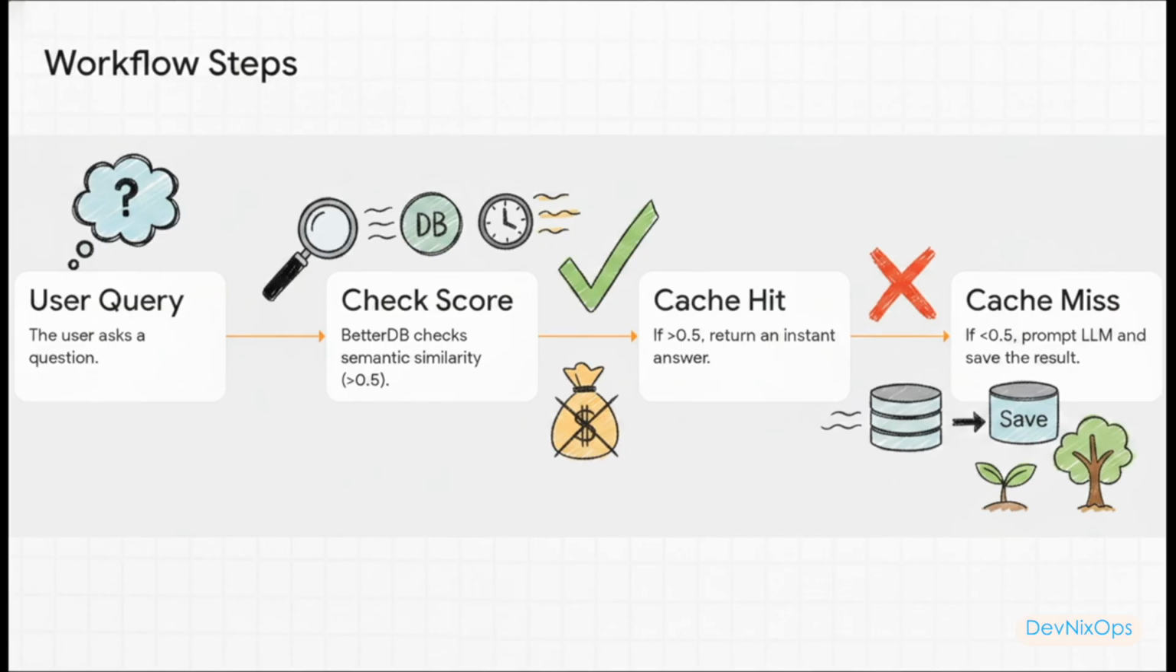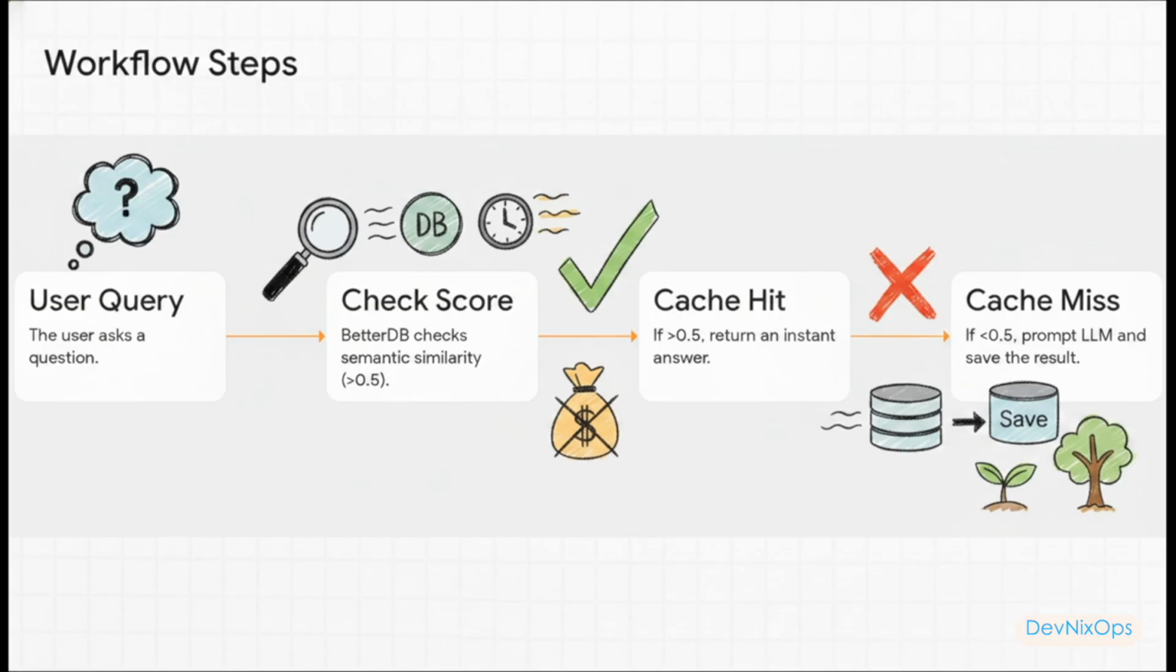So let's walk through how this builds into a complete workflow. Step 1, the user asks a question. Step 2, BetterDB jumps in and checks the semantic similarity against past questions. Is it above that 0.5 threshold? If yes, step 3, we get a cache hit. The answer is returned instantly. That means zero LLM cost and near zero latency.